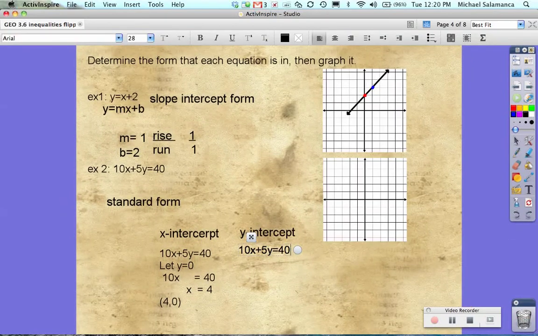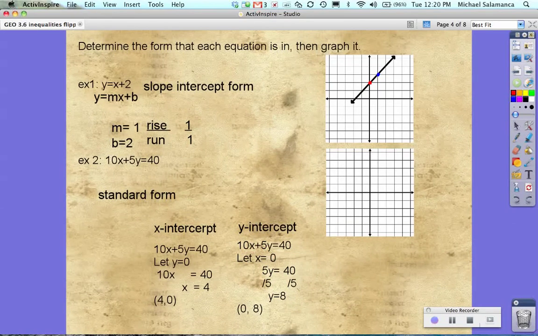For the y-intercept, we let x be equal to 0. Therefore, we have 5y equals 40. Then we're going to divide by 5 to both sides. We're left with y equals 8. And the ordered pair for that would then be 0, 8.